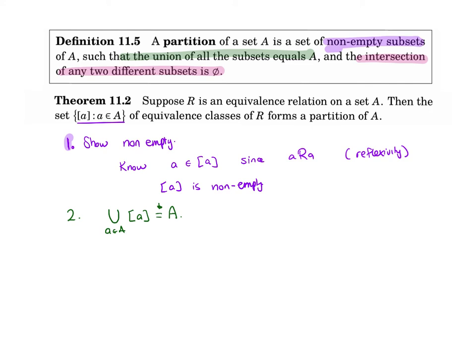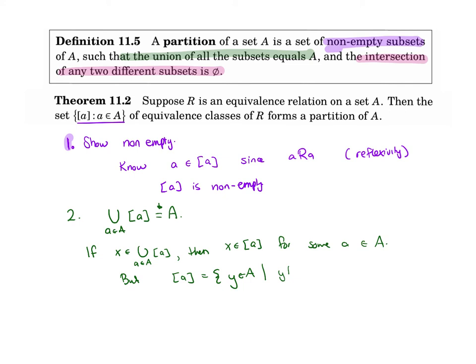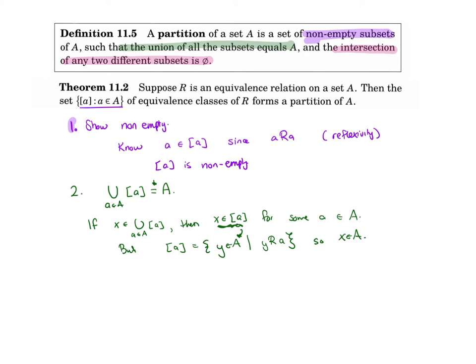So if X is in this union, then X is in at least one of these for some A in A. But what does that mean? The set of A, that's just equal to, I'm going to use a different letter here, the set of Y in A such that Y is related to A. So it can only be in this set if it's coming from A. That's part of that definition. So definitely if you're in the union, you're in A.